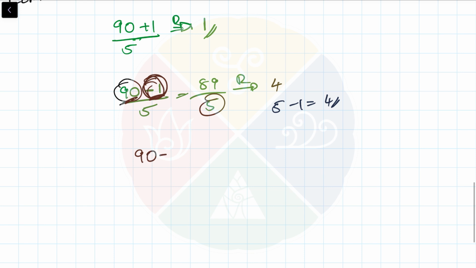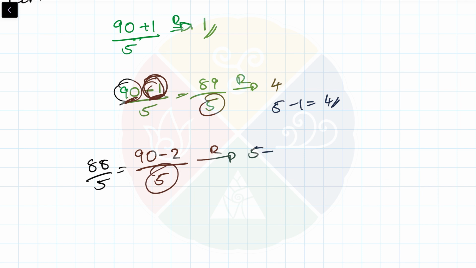Once more. 90 minus 2. 90 is divisible by 5. I'm subtracting 2 from this. The remainder for this value, that is 88 divided by 5, will be 5 minus 2, which is 3. If you check it, you will find the remainder is 3.